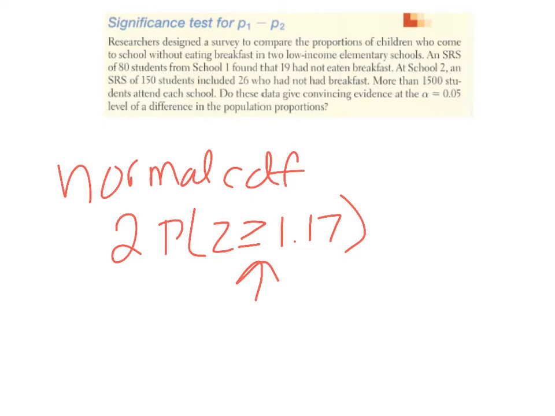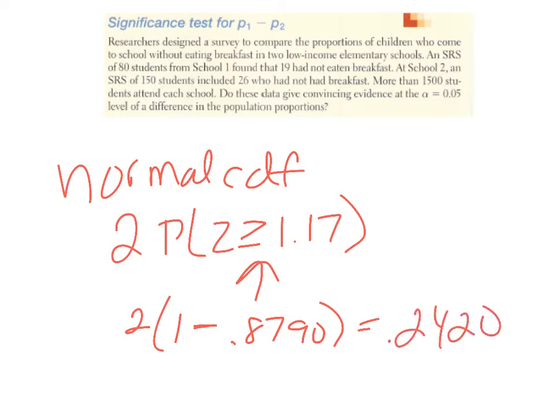And I'm going to go ahead and calculate that because I'm using a greater than. This is 2 times 1 minus whatever that value is I get, which is 0.8790. And it's a 2 times, right? It's a 2 times because it was a did not equal alternative hypothesis. Or I could do this on technology. And so, again, I think for these, it's going to be easier to do it on your technology.